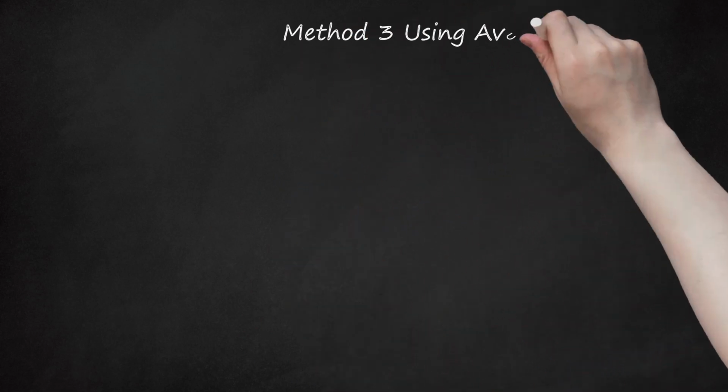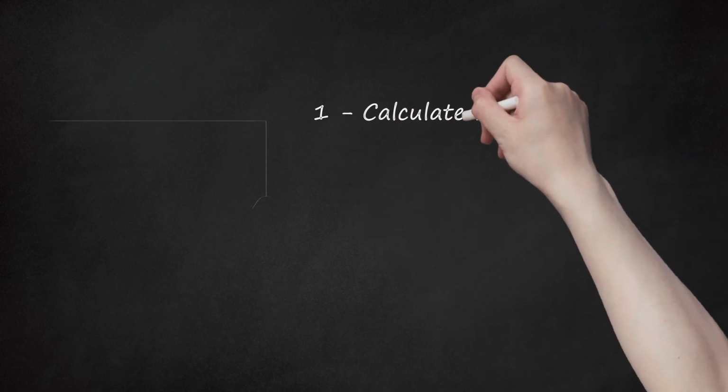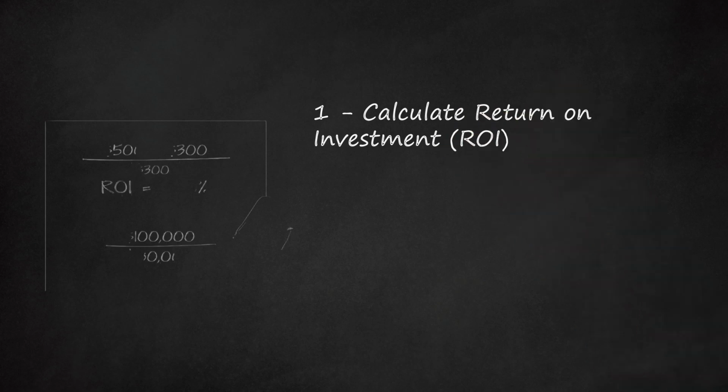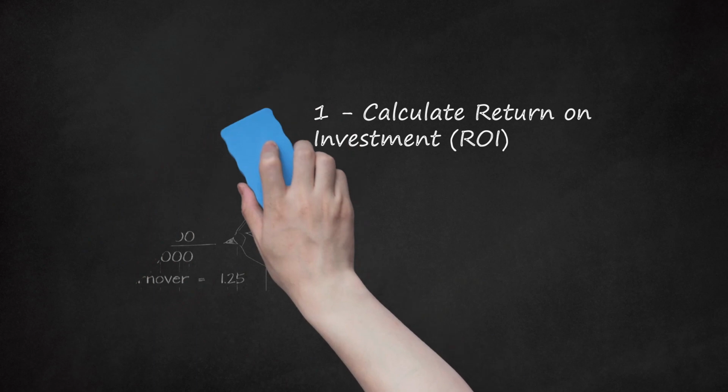Method 3. Using average operating assets data. 1. Calculate return on investment, ROI. Knowing the average operating assets numbers for a given period can be used with other financial data to analyze the health of the business. ROI is calculated by taking the net profit of the company divided by its average operating assets. For example, $100,000 net profit over $525,000 average operating assets equals 19%.